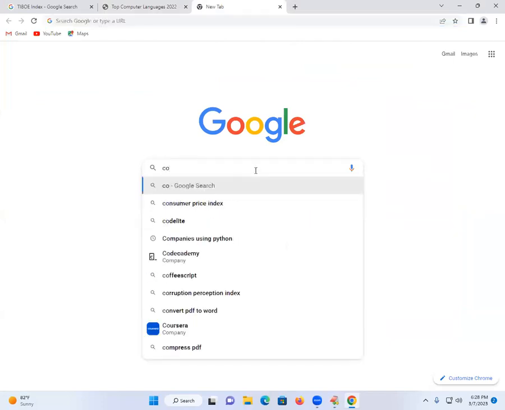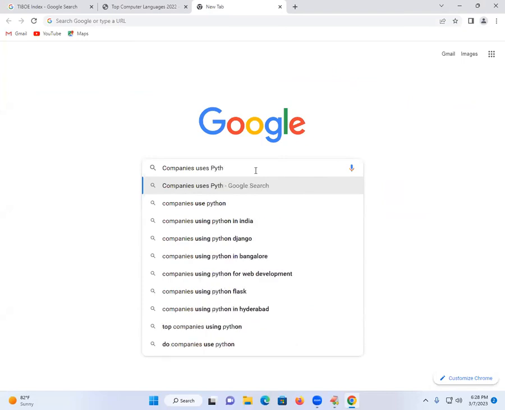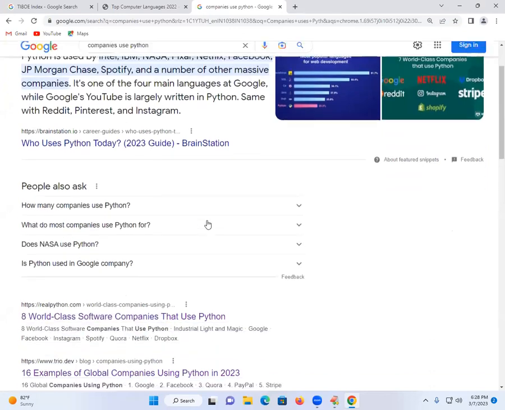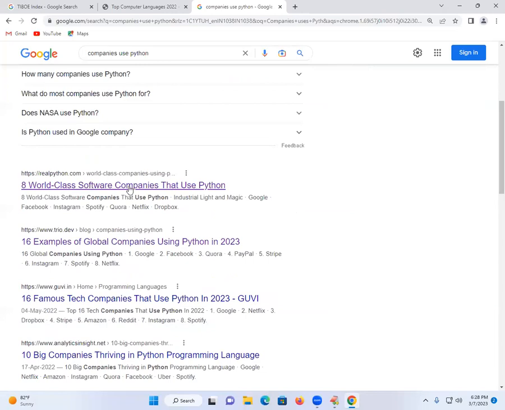Companies that use Python, top world-class companies. I'm going to write the last and final point: companies use Python. I'm just going to show you. So the topmost companies use Python. World-class software companies who use Python. So I'm just showing here.